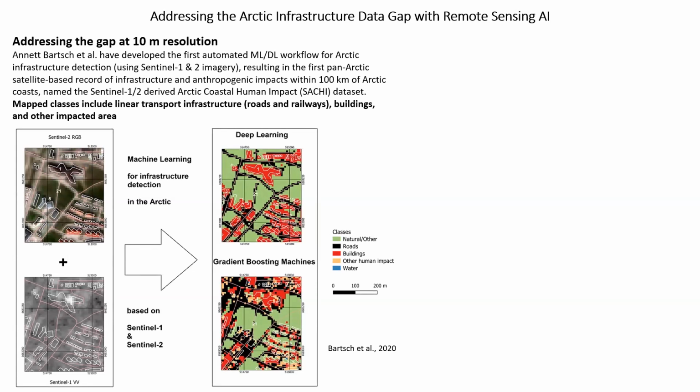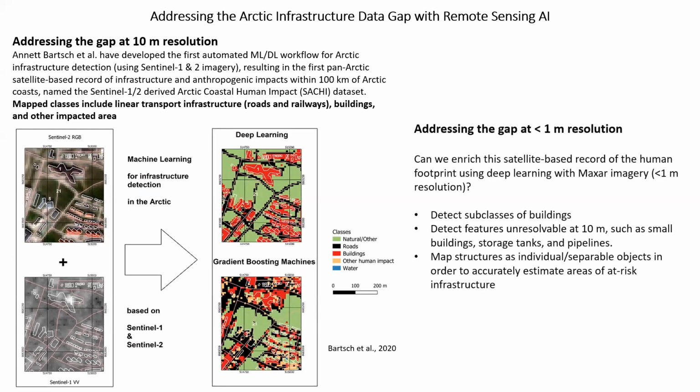So in particular, their algorithm has mapped classes like linear transport infrastructure, so roads and railways, buildings, and other impacted area. So looking at this figure I pulled from a recent paper on this approach, you can see that their algorithm produces really high quality segmentation results at the 10-meter spatial resolution. So this naturally begs the question then, what can we do at an even higher spatial resolution?